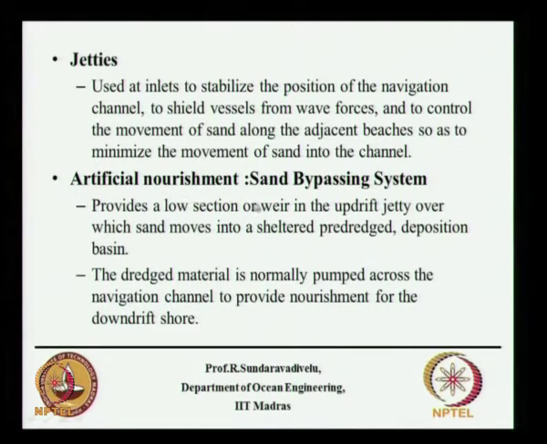Then we have artificial nourishment. This artificial nourishment is done by the sand bypassing system. I told you that on one side there is accumulation and on the other side there is erosion. So you take the sand where it has accumulated and put it on the place where it is eroding. It is a very simple principle, but it is costly. If it is 1 million cubic meter, you are considering 1 million cubic meter of sand to be dredged from the southern side and deposited on the northern side.